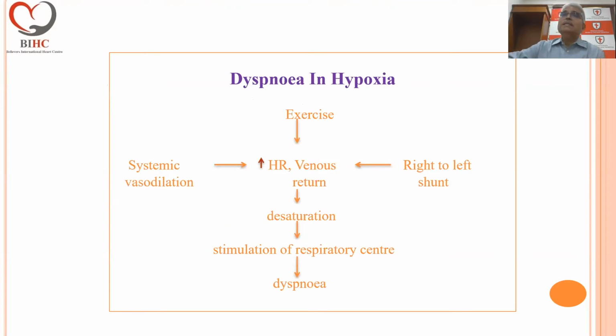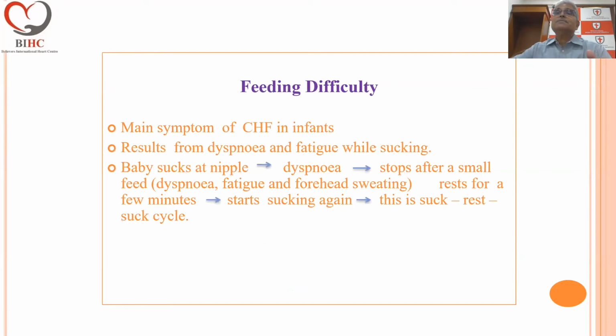We have explained the dyspnea in hypoxia. This slide illustrates it further. The exercise is increasing the heart rate and increasing the venous return. Consequently, there is a desaturation, and the drop in PO2 is stimulating the respiratory center and causing dyspnea. In the case of tetralogy, the systemic vasodilatation encourages the right ventricle to pump into the aorta, causing a greater right to left shunt.